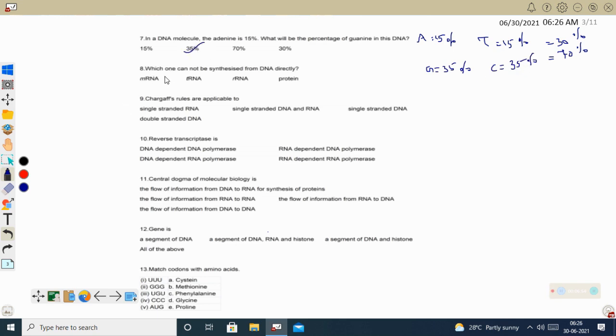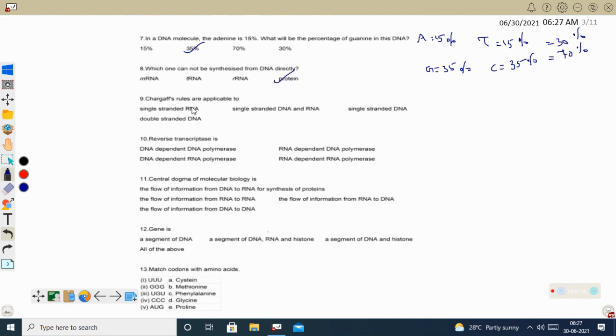Next question: which one cannot be synthesized from DNA directly? All RNAs are synthesized directly from DNA, but protein cannot be synthesized directly from DNA because protein is synthesized through RNA. So here the correct option is protein.